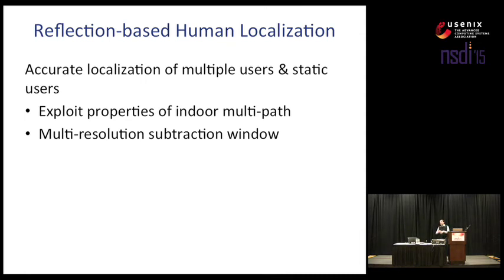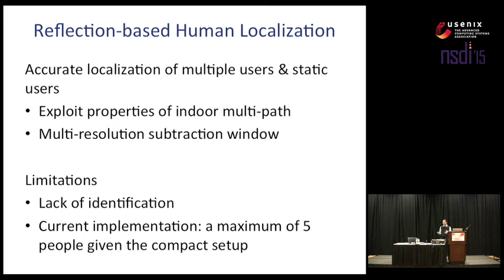It cannot know who the person is that it is localizing. For example, it cannot know if the person is me versus my colleague Zach versus my advisor Dina. And also, our current implementation is limited to tracking 5 users because of the compact setup and the number of vantage points. But I want to remind you that this is a very nascent research area. We are only starting to understand what we can do using wireless reflections. And as our understanding will evolve, so will the applications and the capabilities that we can achieve.